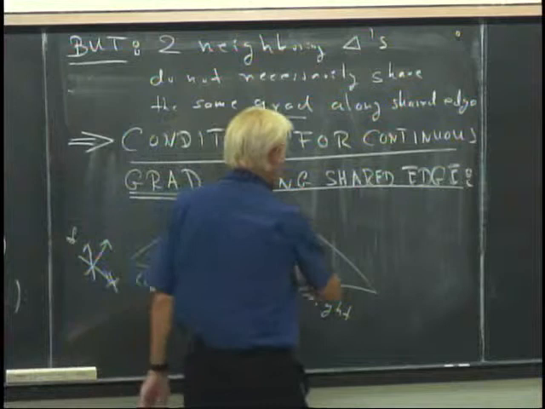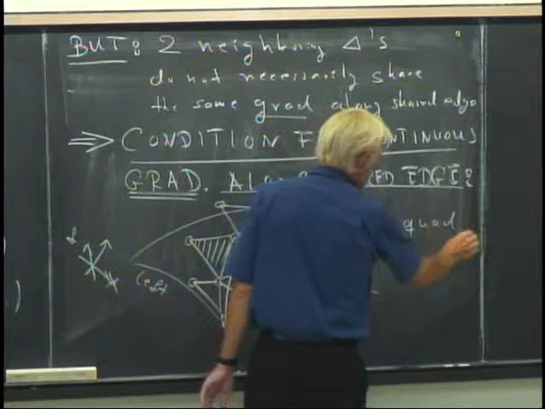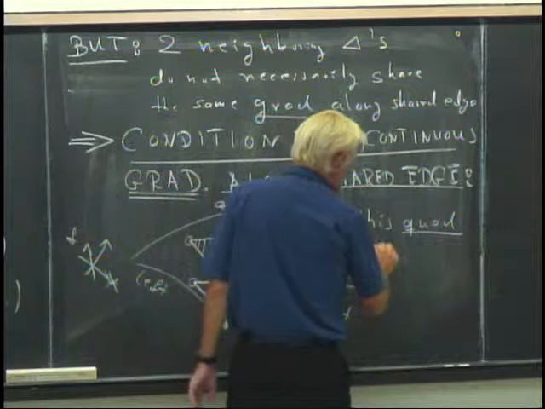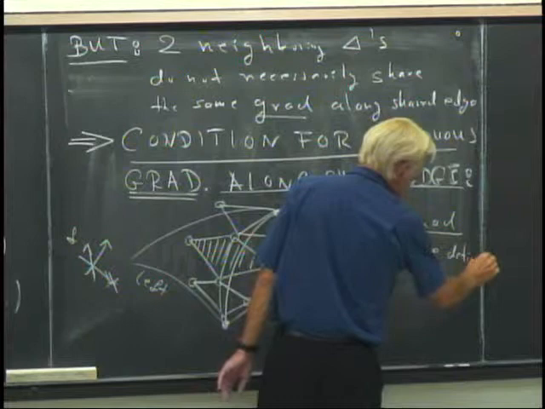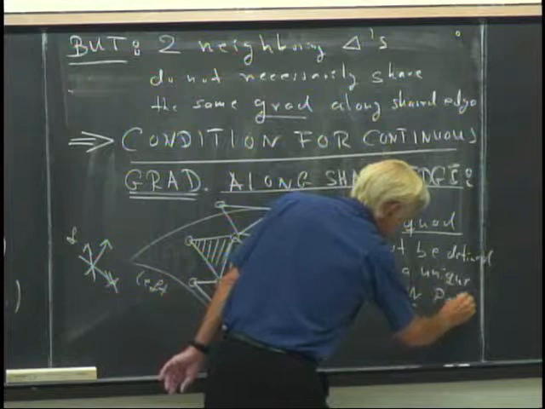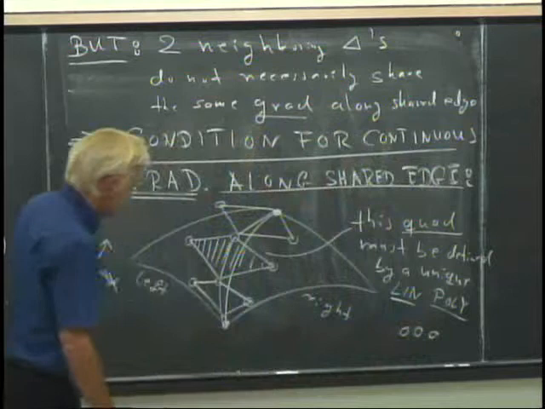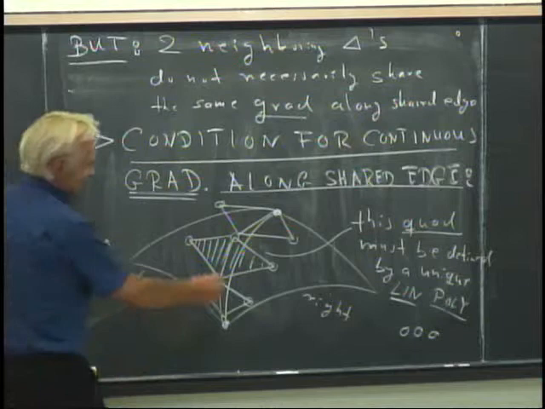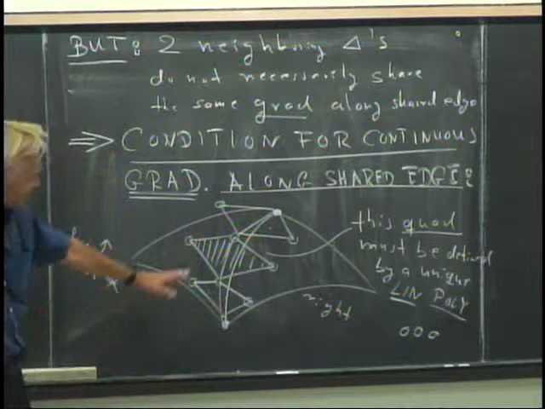So this quadrilateral, this quad, must be a linear quad, must be defined by a unique linear polynomial. And then you can prove that, etc. Again, these two triangles lie in the same plane by construction. These two triangles lie in the same plane by construction. These two triangles do not.